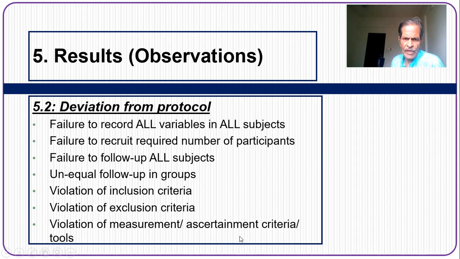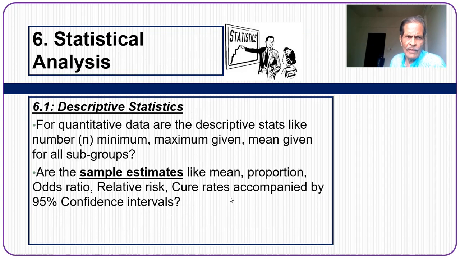Violation of the measurement or ascertainment criteria may be there. In the material and methods, they may say that a certain variable is recorded in grams per deciliter, and in the observations, you see that this variable is measured in millimoles per liter, or per deciliter, something like this. So that is a violation in the measurement and ascertainment criteria. So this sort of thing requires a certain basic knowledge of research methodology.